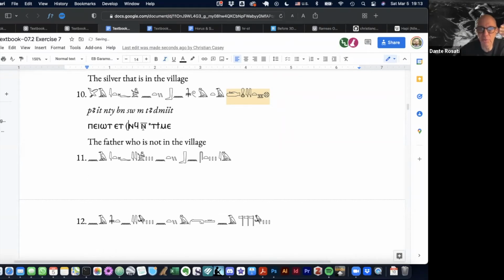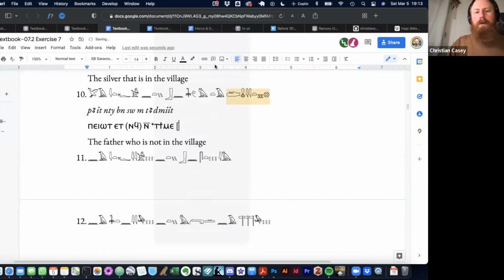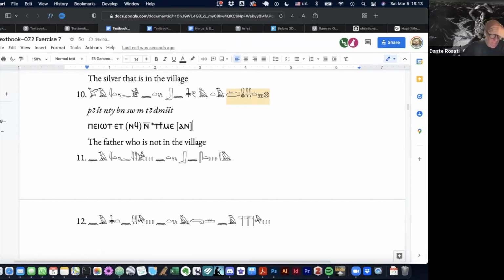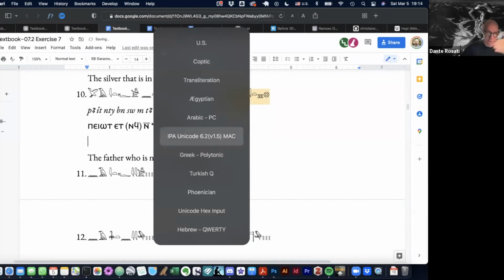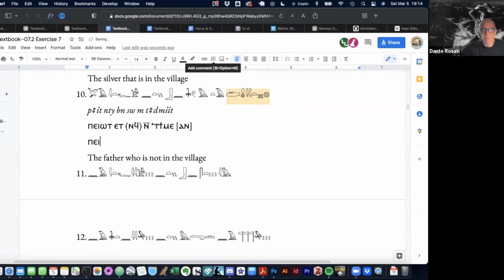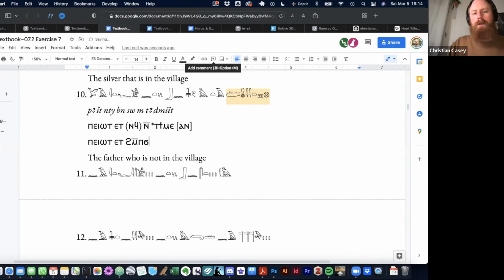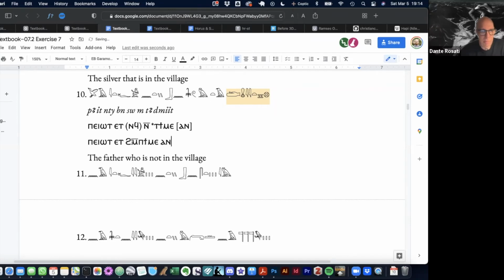But this Coptic sentence isn't really how you would say it in Coptic. It's like a transliteration of the late Egyptian into Coptic, right? That's exactly what it is. You would probably just say piot et titme, or titme on, right? That would be just how you would say it actually.